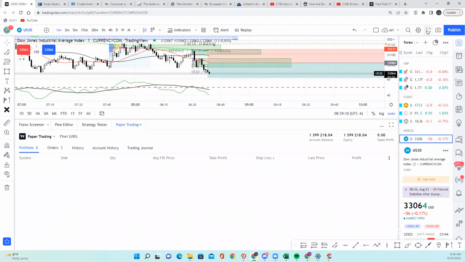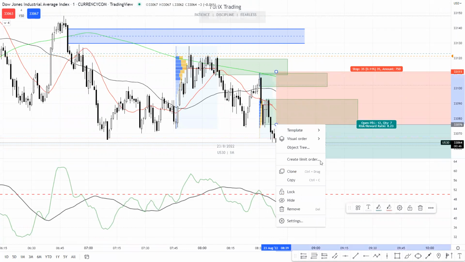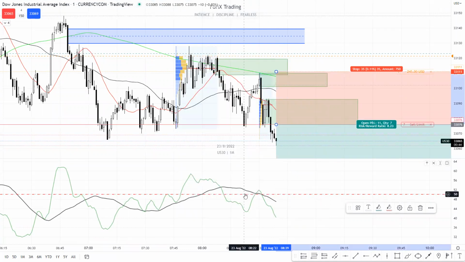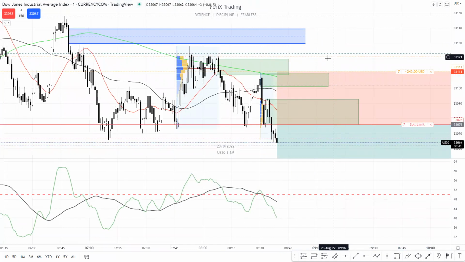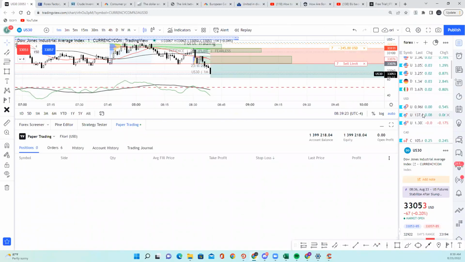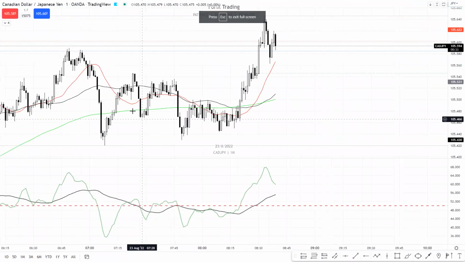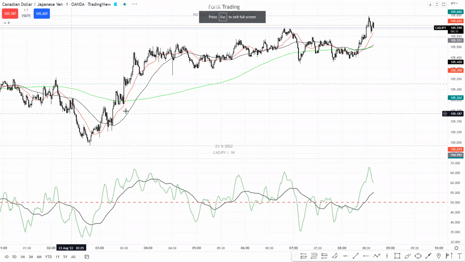I think that I'm wasting my time. Create a limit order, worst case. Yep, I'm just wasting my time here on US 30. It's just not gonna happen today, guys. So let's take a look at CAD JPY instead.